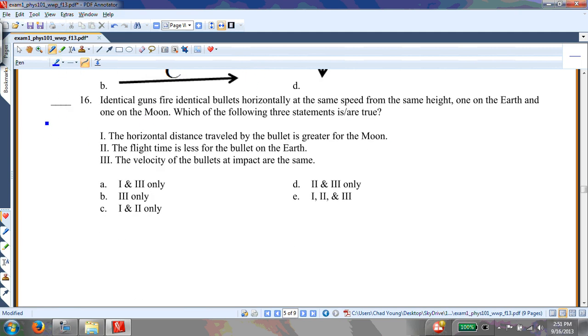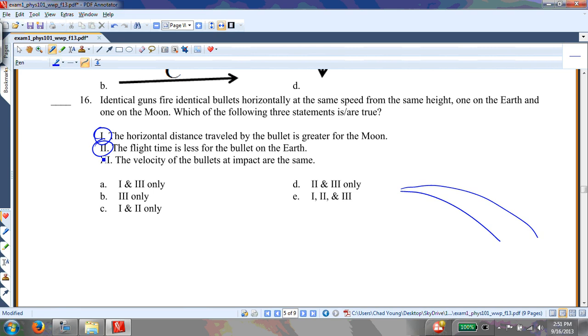Identical guns fire identical bullets horizontally at the same speed from the same height, one on the Earth and one on the Moon. Which of the following 3 statements is or are true? The horizontal distance traveled by the bullet is greater for the Moon. That's true. Remember, if a particle follows a path like this on the Earth, it's going to follow a path like this on the Moon because it falls at a slower rate. The flight time is less for the bullet on the Earth. That is also true because it falls at a faster rate. It's in the air for longer on the Moon.